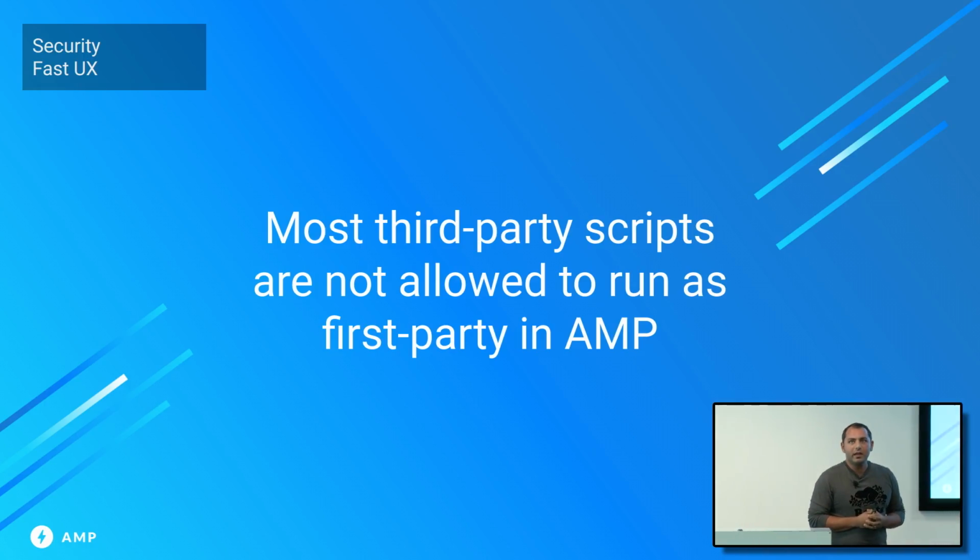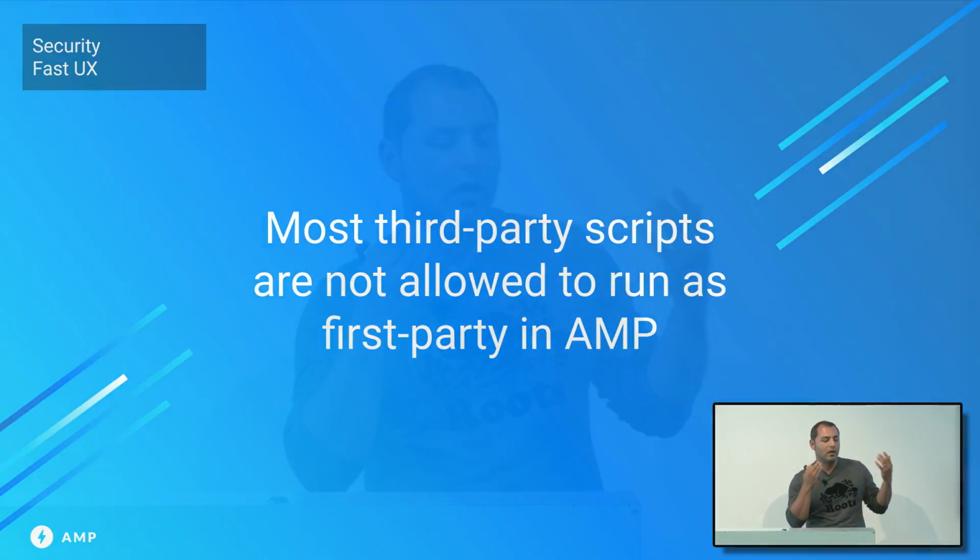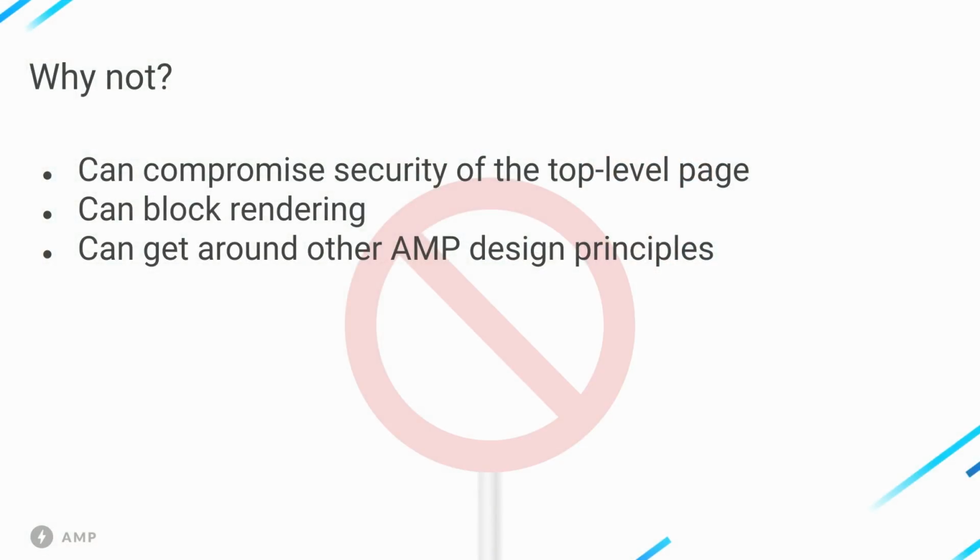All right. The next one, and this comes up a lot as well with contributions to AMP, is the fact that most third-party scripts are not allowed to run as first-party in AMP. So when you write a component, when you contribute something to the AMP project itself, that code runs in the same context as the AMP page itself. And that's fine. But third parties are not allowed to run in that context unless they can be code reviewed to make sure they don't cause any security problems, and to make sure that they actually themselves don't get around the design principles of AMP.